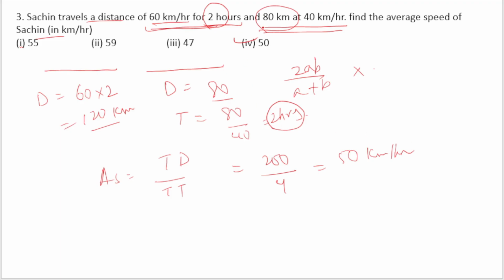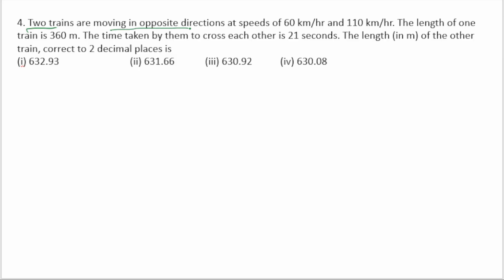Next one. Two trains are moving in opposite directions at a speed of 60 kilometers per hour and 110 kilometers per hour. Speed of the first train is 60 kilometers per hour and the second train is 110 kilometers per hour. The length of one train is 360 meters, and the time taken by them to cross each other is 21 seconds. The length of the other train is what?